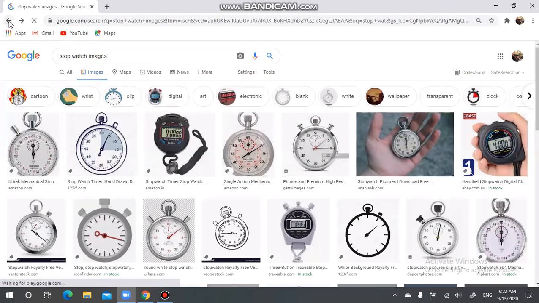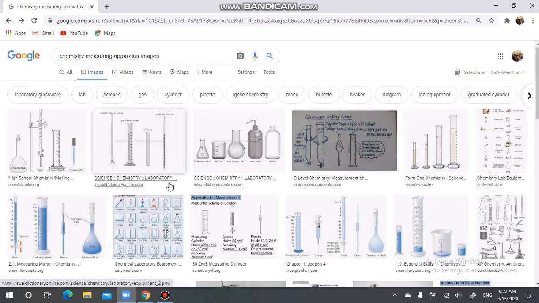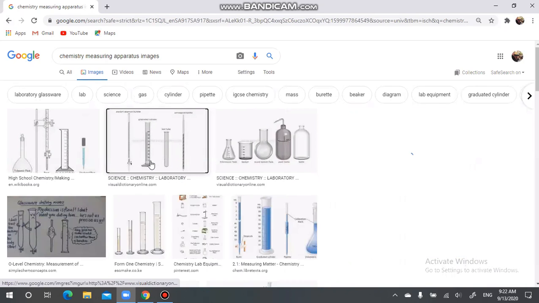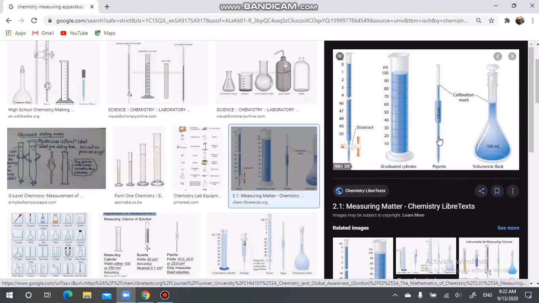Okay, good. Now let's move to talk about how to measure the volume of a liquid. We have here some instruments to measure the volume of a liquid. To measure the volume of a liquid, we can use a graduated cylinder. We can also use a pipette. This instrument is called a pipette.